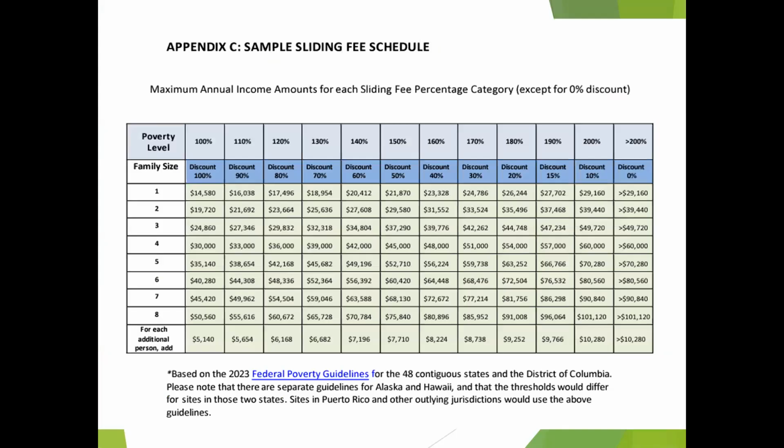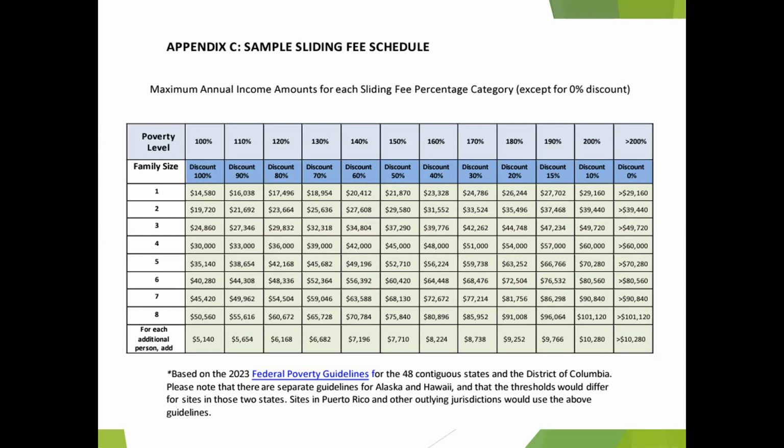So this is just a sample sliding fee scale from the reference guide. I think it's a good example of one, definitely like many that I've seen in NHSC site applications. So this is percentage-wise. Again, you can use a nominal flat fee as well, but this is just an example. So you have the poverty level at the top, family size, and then the discount, with the federal poverty guidelines mixed in to those. And you can also see for each additional person, add this much amount.